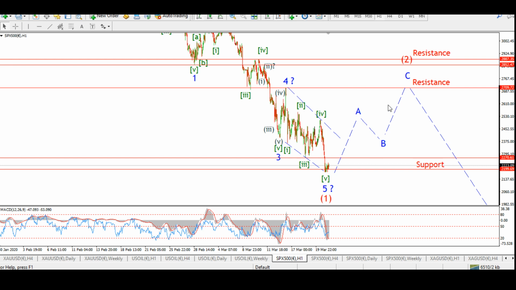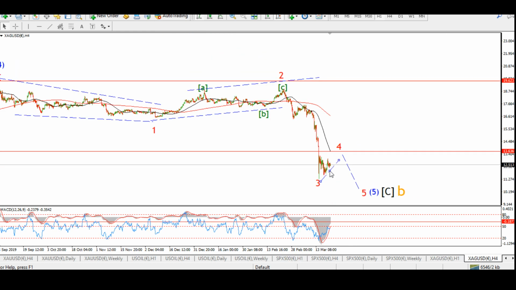We want wave 1 to complete. We need a 3-wave pattern in wave 2, and I'm looking a month down the road here. So this week is concentrating on a bottom in wave 1. Okay.